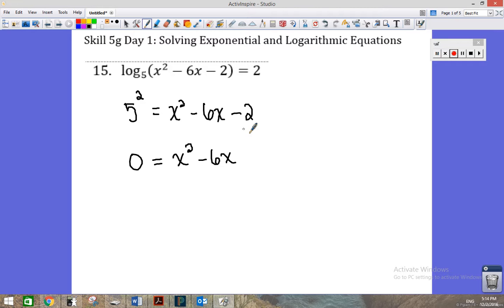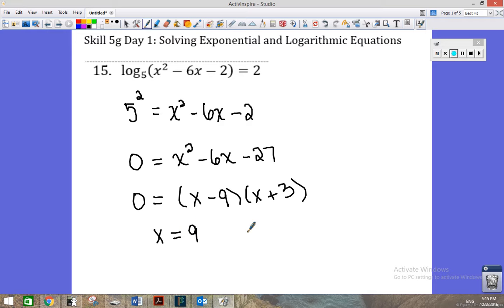If I subtract 25 from both sides, I get negative 27 there, I believe. So I think this does factor to x minus 9 and x plus 3. So this gives me possible solutions of 9 and negative 3. But I have to be careful. I have to make sure that when you plug in 9 into here and when you plug in negative 3 into here, you get a positive value.